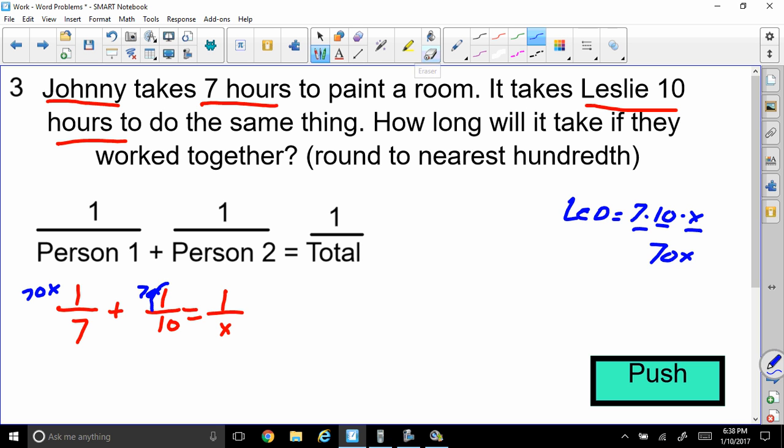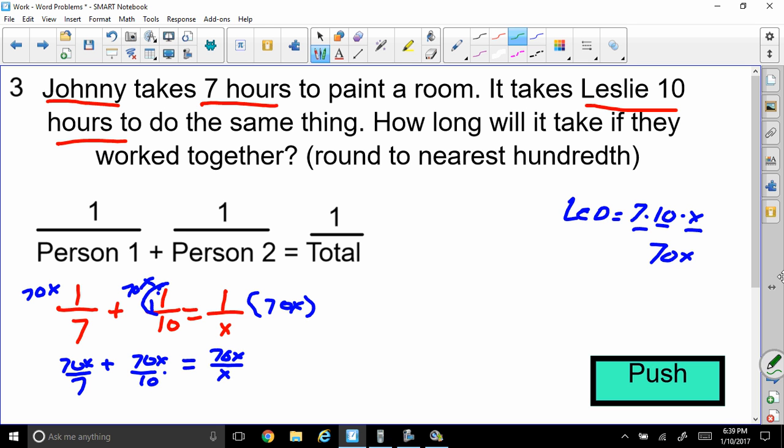let me fix that up a little bit. Okay, let's make that 70X and multiply this by 70X. All right, 70X times 1 will give you 70X over 7, plus 70X times 1 will give you again 70X over 10. And that's equal to 1 times 70X will give you 70X over X.